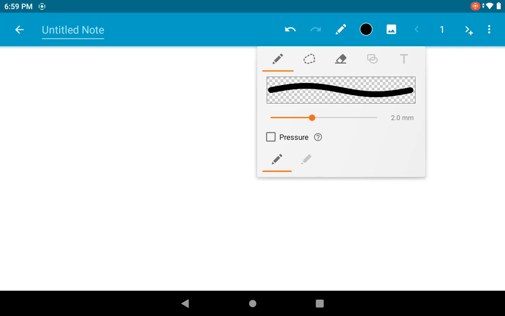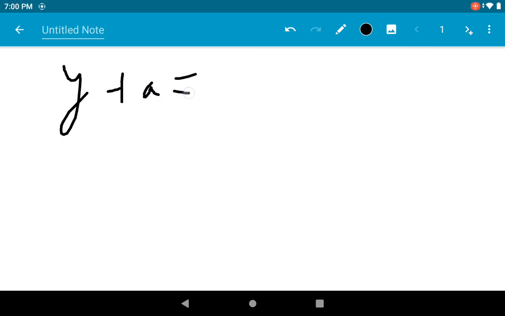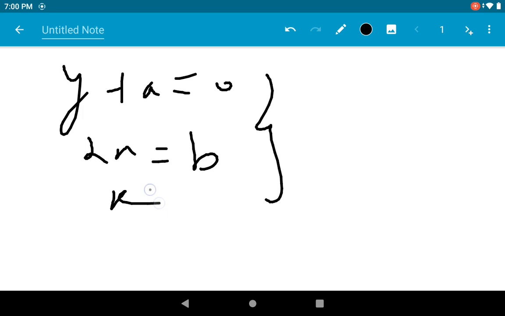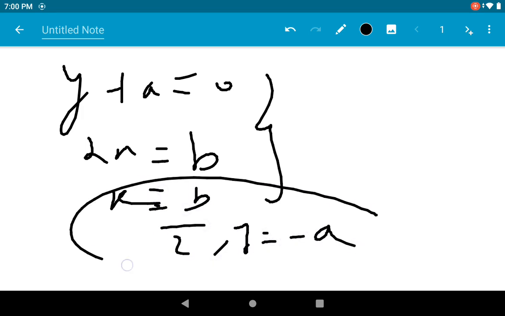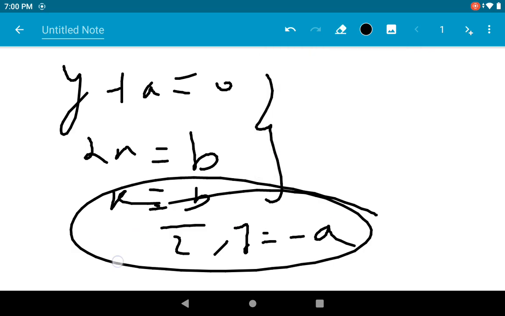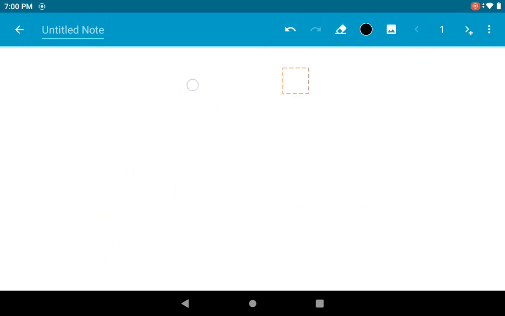If the maximum number of students has obtained marks 52 out of 80, then obviously 52 is the mode of the data. That's it. The next question, the system of equations y plus a equals 0 and 2x equals b has solution as, well, we can just see right over here, x equals b by 2 and y equals minus a. So b by 2 comma minus a is the answer. Let's move on to the next question.